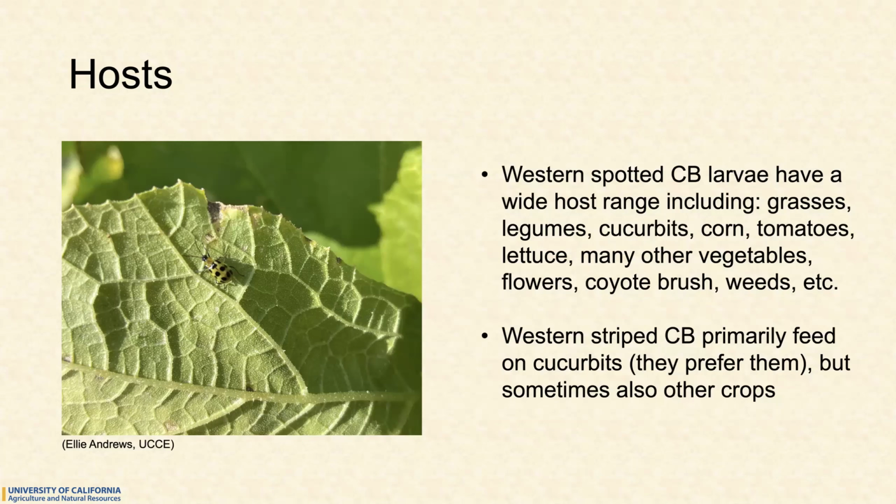Western spotted cucumber beetle larvae have a wide host range, including grasses, legumes, cucurbits, of course, but also corn, tomatoes, lettuce, a lot of other vegetables, flowers, coyote brush, weeds, etc. So really diverse host range, which makes it pretty challenging. The western striped cucumber beetle primarily feeds on cucurbits because they prefer them, but they can sometimes be found in other crops too.